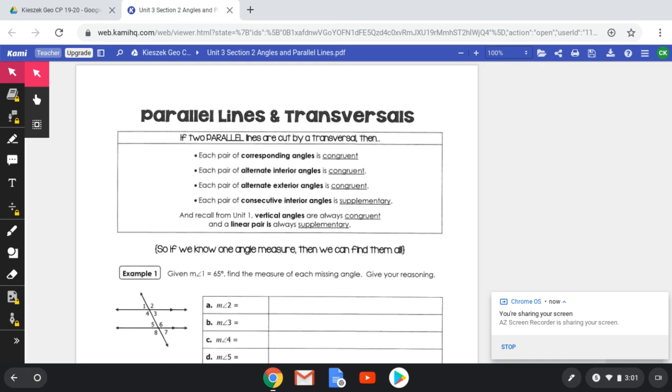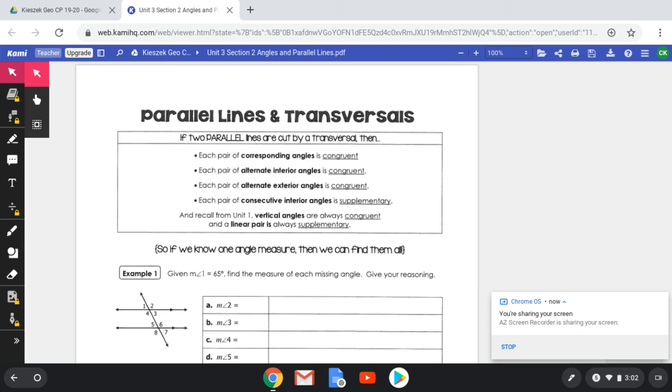Hello boys and girls, this is Mr. Kizik, and in this video we're going to be talking about basically the conclusions that you came up with in the activity last class. We will talk about the proofs later on here, but we want to just keep going and talk about these actual angle pairs and their relationships.